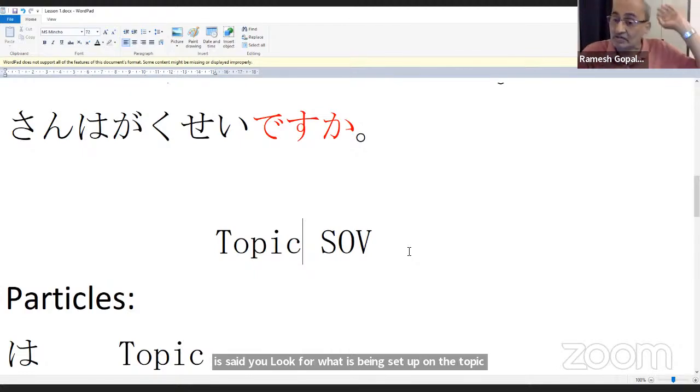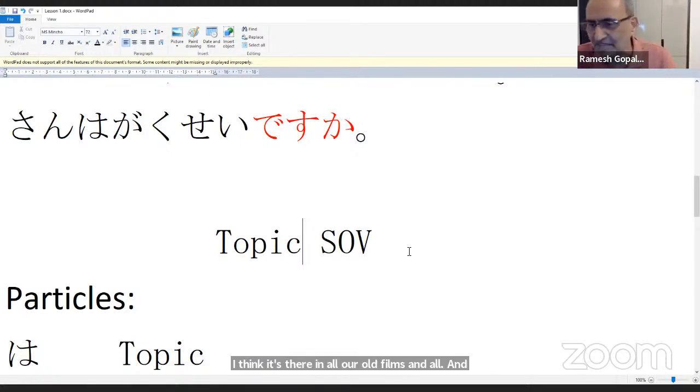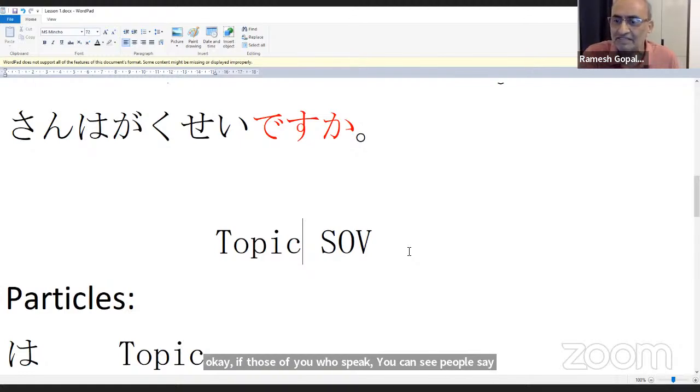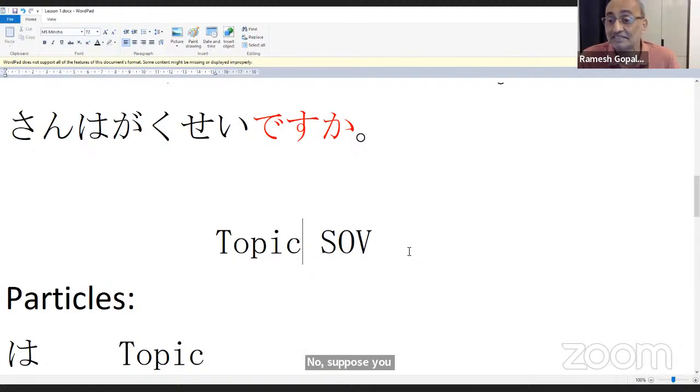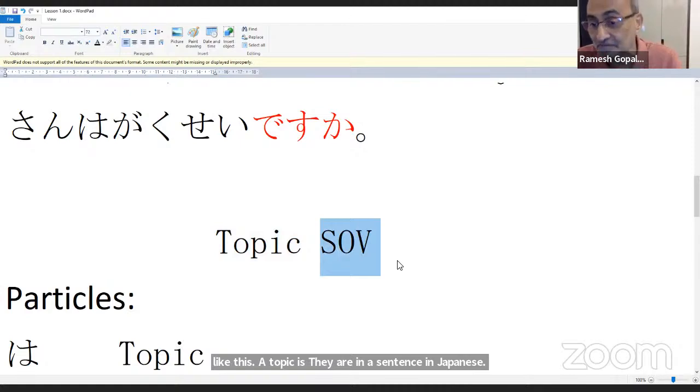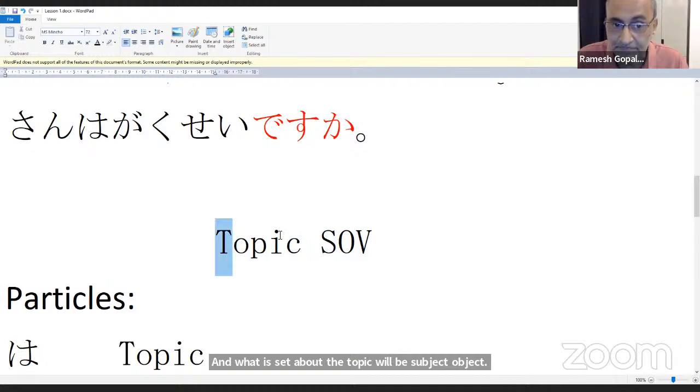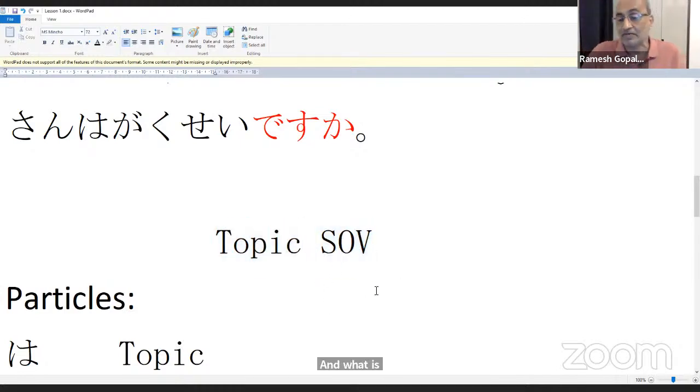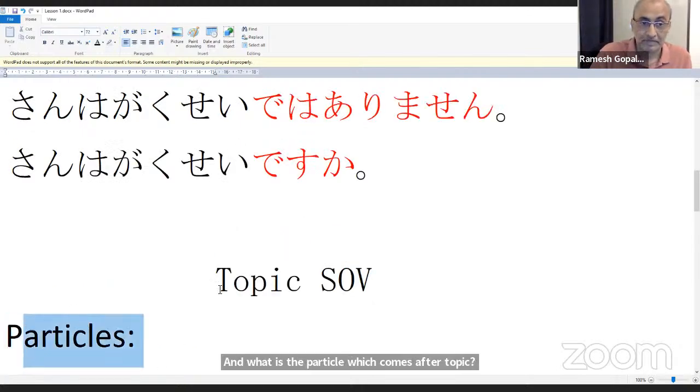I think it's there in all our old films. And if you speak Tamil, you can see people say "adu," "vandu." Before that "vandu," something like that. That "vandu" is a topic marker. There's a topic there. Usually before "vandu" there will be a topic. Now suppose you say, "Japanese, it's very difficult." So it is difficult as a sentence. You're telling things about the topic. So think of it like this. A topic is there in a sentence in Japanese, and what is said about the topic will be subject, object, and verb. Okay. We'll see more of it. And what is the particle which comes after a topic?